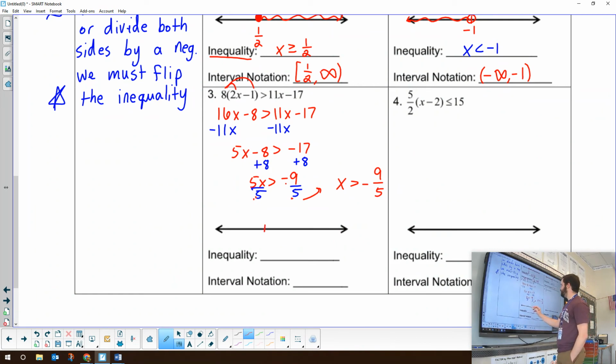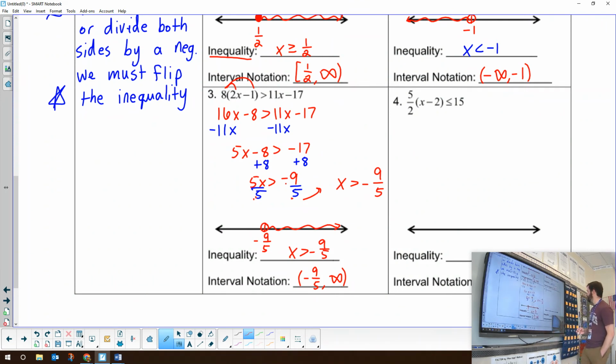So now I can put a point here. I can write in -9/5. I'm going to leave that circle open, and we're going to go to the right. My inequality is just going to be x is greater than -9/5. And my interval notation is going to be -9/5 to infinity. Okay? Perfect.